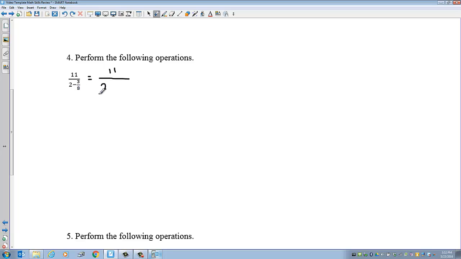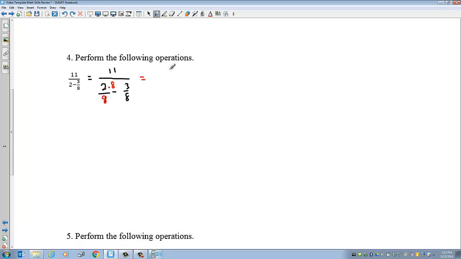So remember, 2 is really 2 over 1. So this is 2 over 1 minus 3 over 8. And so it's easy to get a common denominator when you're dividing by 1. You can just turn this into an 8 by multiplying top and bottom by 8. Okay, so that's still 2 because the 8's cancel.